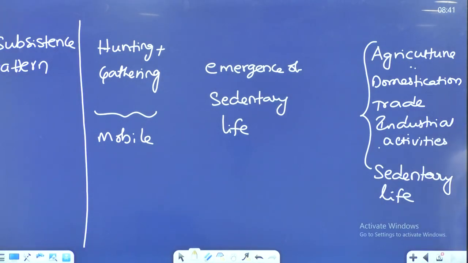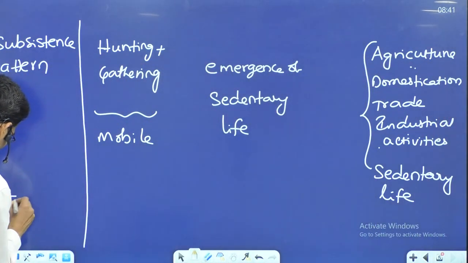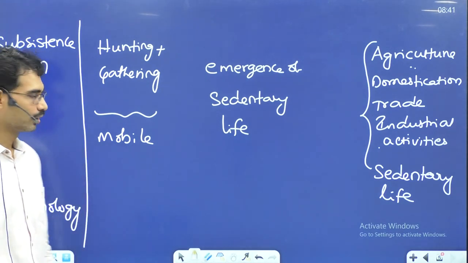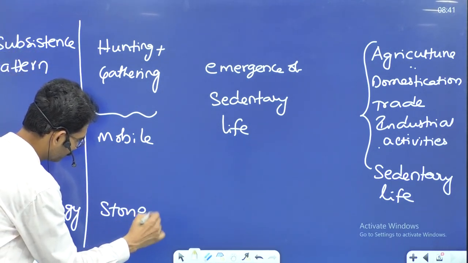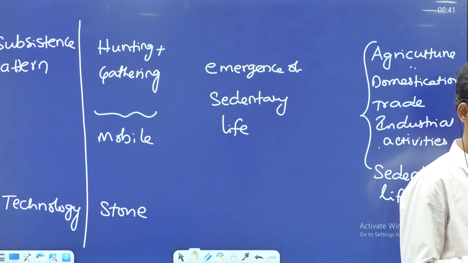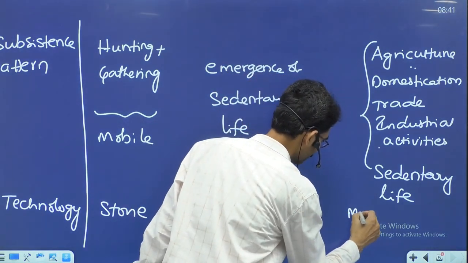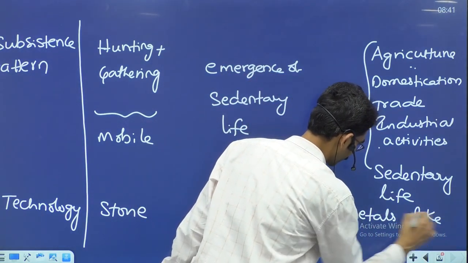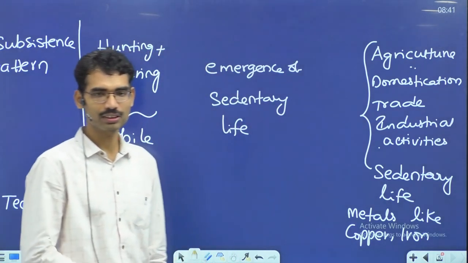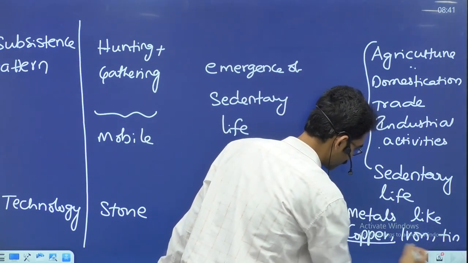Next, technological level. Technology. When it comes to here, stone technology. Here, metal workings. Copper. Iron, iron also started. Copper, and this combination, copper mixed with tin, bronze.